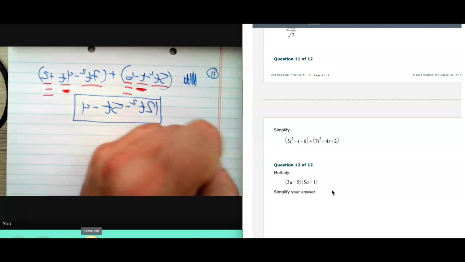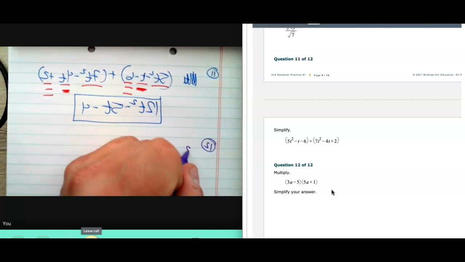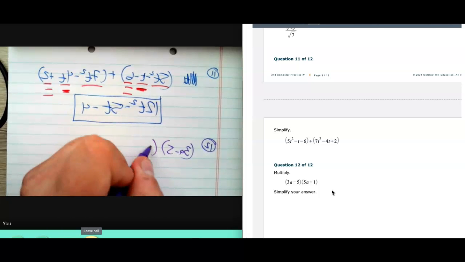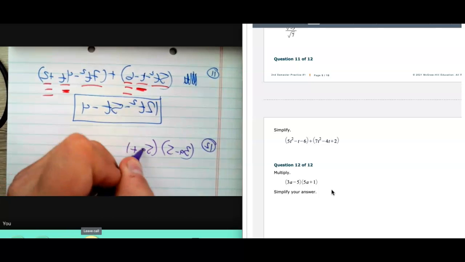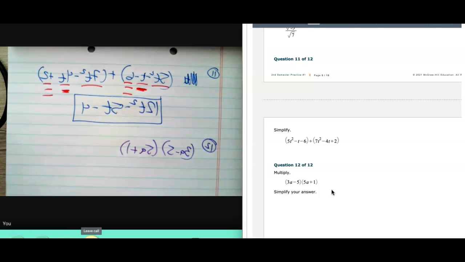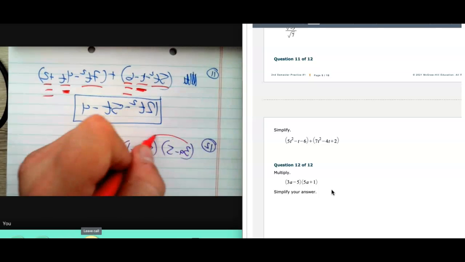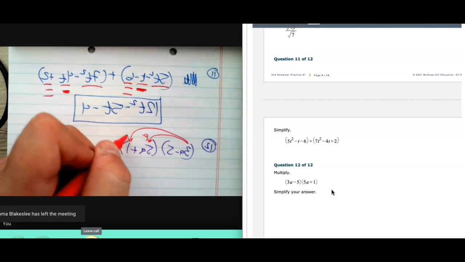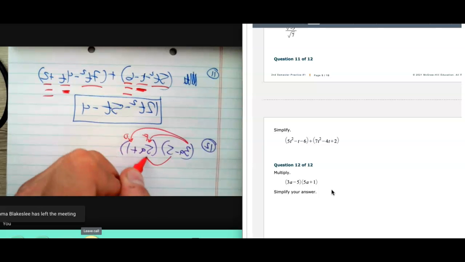The last one, 3a minus 5 times 5a plus 1. And I'll just remind you again, this is exactly like what you'll see on the last quiz, which I'll open Friday and it'll be open for 5 days. So you guys can use FOIL, multiply the first terms, and then the outer terms, FO, and then the inner terms, I, and then the last terms.